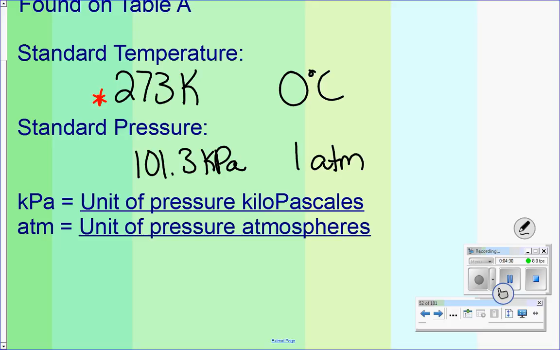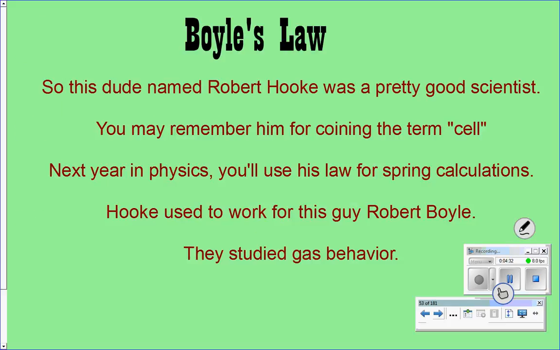So our 3 major gas laws that we cover, we'll actually put them together in one gas law at the end. That'll make our calculations a little bit simpler. The first one is by a guy named Robert Boyle. He actually worked with Robert Hooke. So this guy Hooke, he was the guy who came up with the term cell. So if you remember learning about somebody looking at onion cells and then looking like jail cells, that was Robert Hooke. You'll actually talk about him when you talk about springs in physics. Hooke actually used to work with Robert Boyle, and together they studied gas behavior.